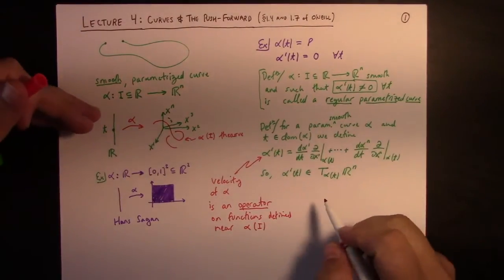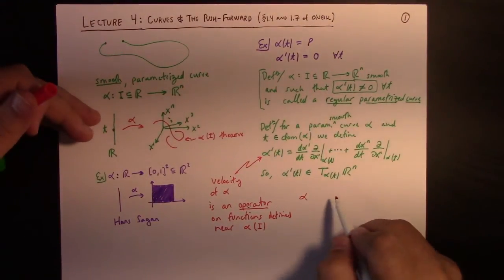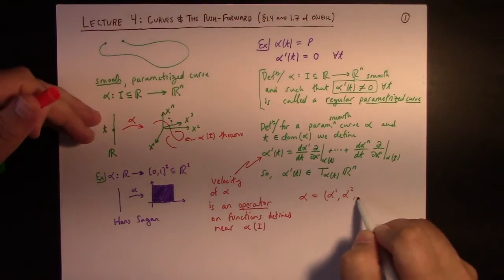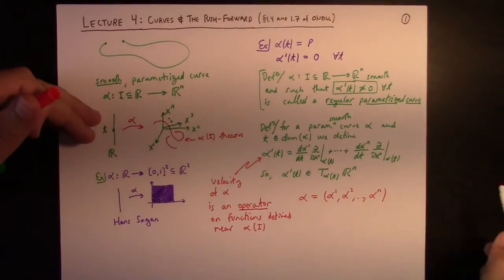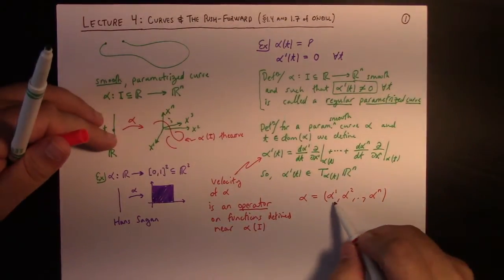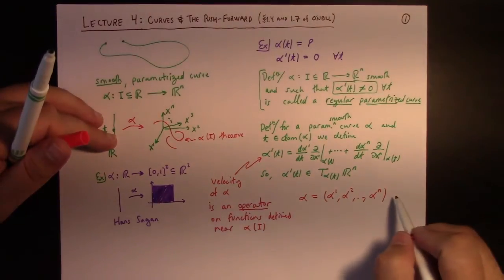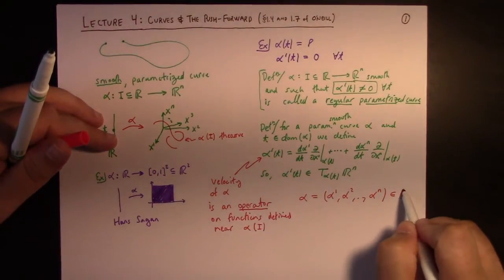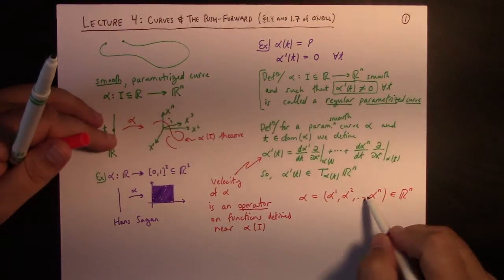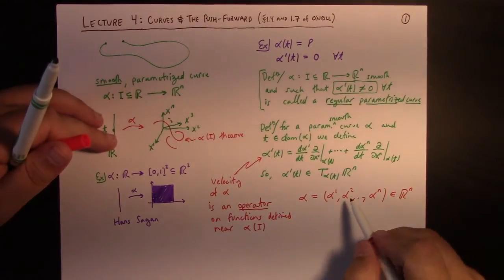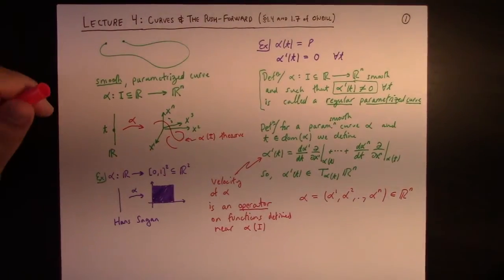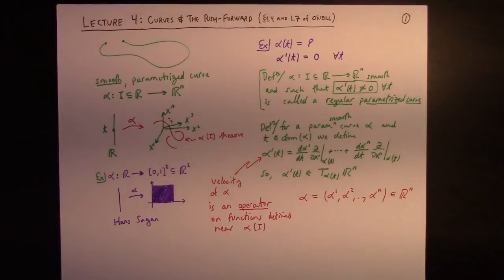And just to remind you, we can write alpha as alpha 1, alpha 2, ..., alpha n. Maybe I'm not reminding you, maybe I'm just telling you. These would be the component functions. This is an element of Rn. Each one of these is a function of time. So each alpha 1 through alpha n are the component functions of alpha. Those are actually real valued functions of a real variable. All right.